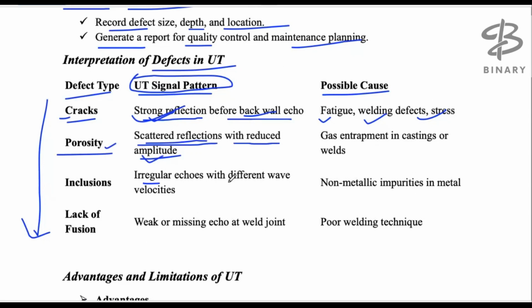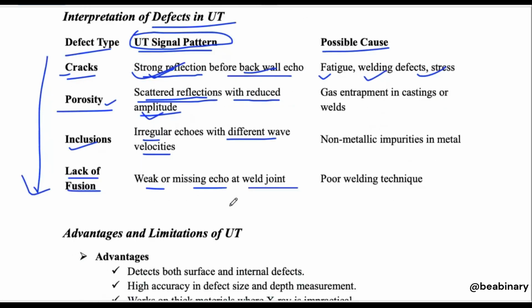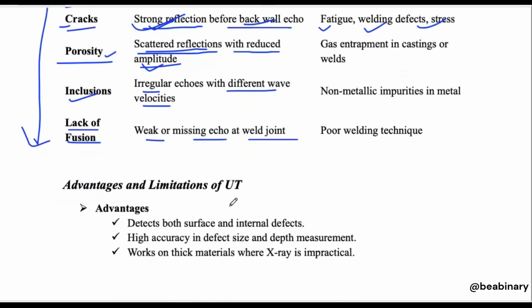Irregular echoes with different wave velocities, it is a kind of inclusion. If we talk about weak or missing echoes at a weld joint, it is a kind of lack of fusion. These are all the different kinds of signals that we get after reflection from the defects. We can easily identify what kind of defect we have inside the material.